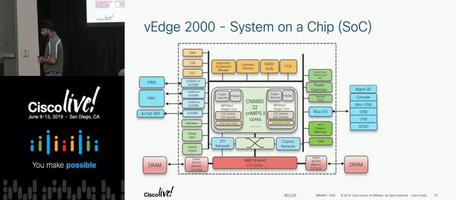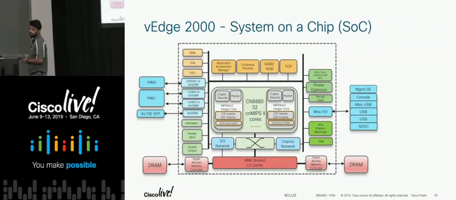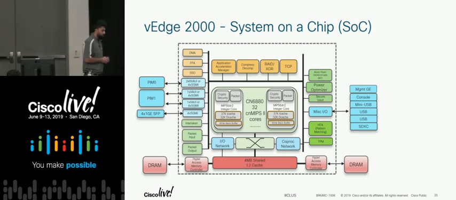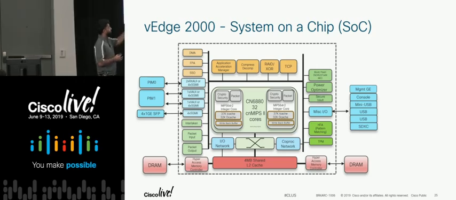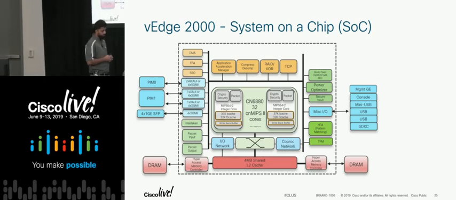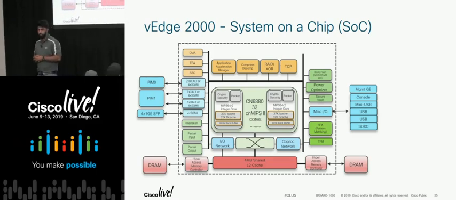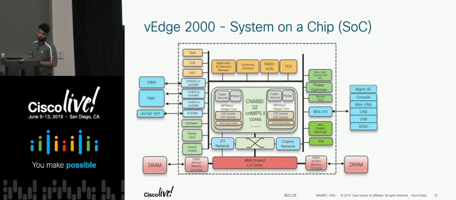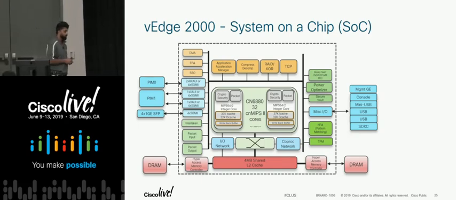From the architecture part of the 2000, the vEdge has a very similar system on a chip architecture like its brothers in the family, vEdge 100 and 1000, with a much more powerful CPU, the CN6880 CPU with 32 MIPS cores. The memory is again scaled as per the platform to 8 gig.